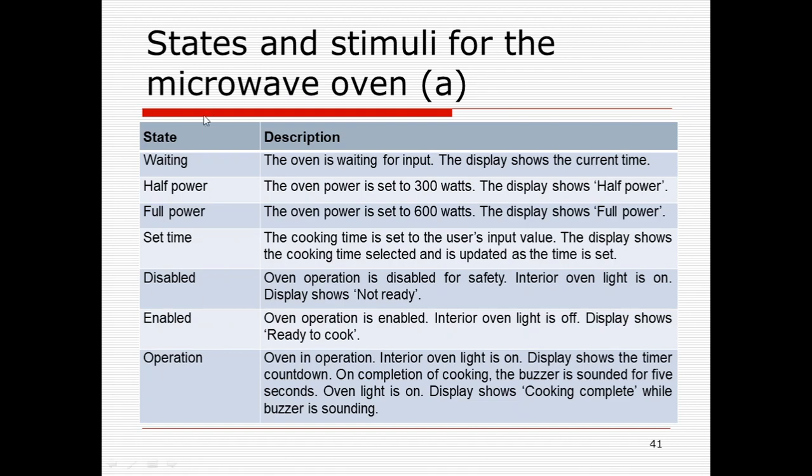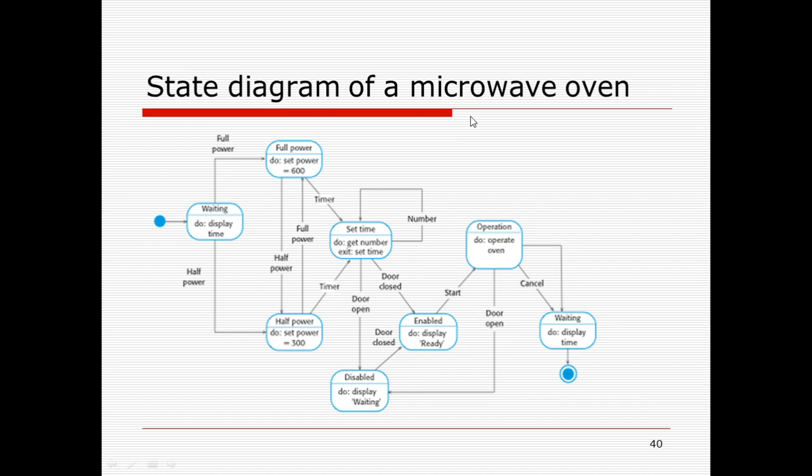These are the different states of the machine: waiting, half power, full power, set time, disable, enable, and operation. And these are the corresponding descriptions for these states. Waiting means the oven is waiting for input, and the display shows the current time. You can see in the previous diagram, it is in the waiting state with the display showing the current time.